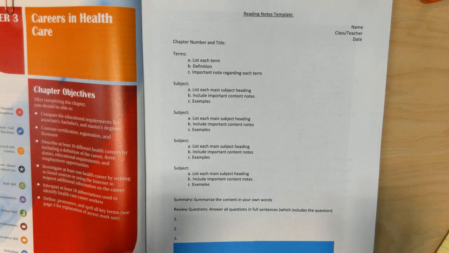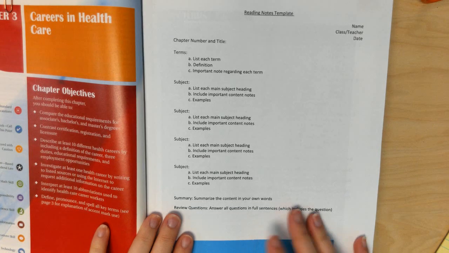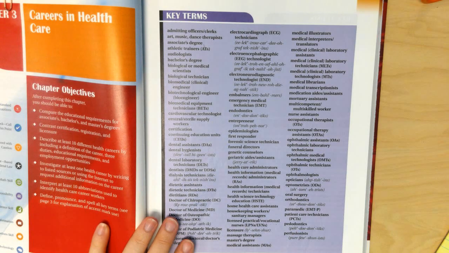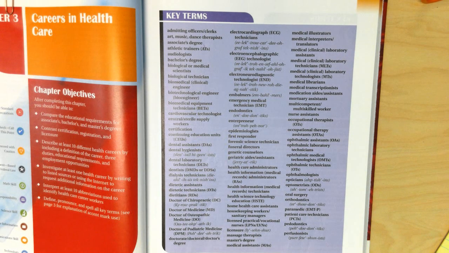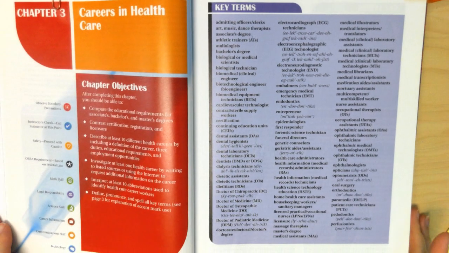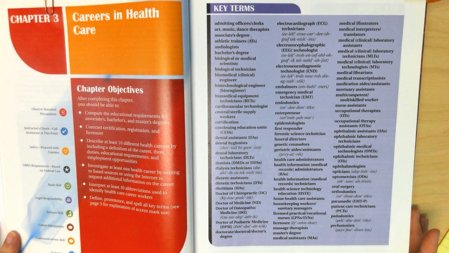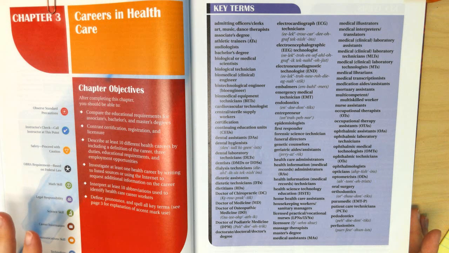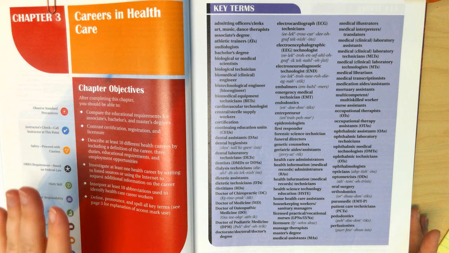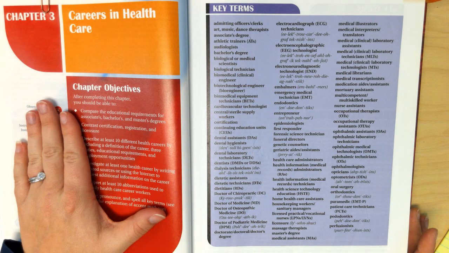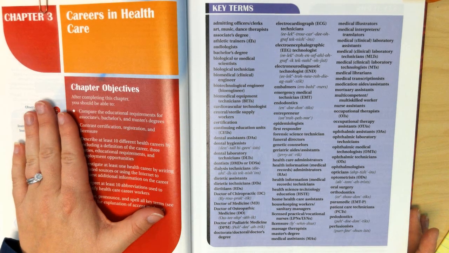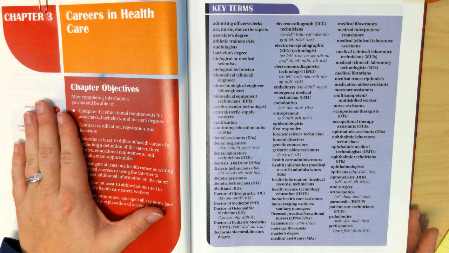I'm going to refer back to this throughout, but we're going to look at the actual book and what parts of the book I want you to be familiar with. The first page of chapter 3, on page 38, has chapter objectives. Whenever you read the book, try to figure out what the whole point of it is. What should you be able to do to make sure that you know that material?